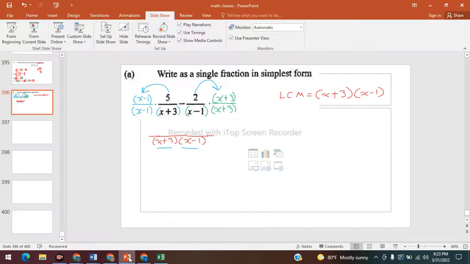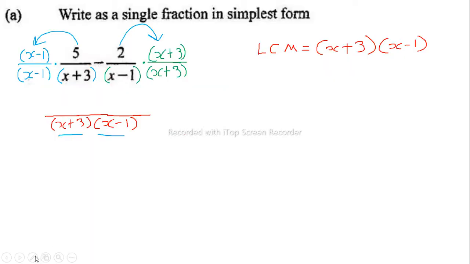Alright, so let's go. We're going to take 5 and multiply it by x minus 1. So that's 5, open bracket, x minus 1, minus 2, open bracket, x plus 3. And so that's what this is equal to.